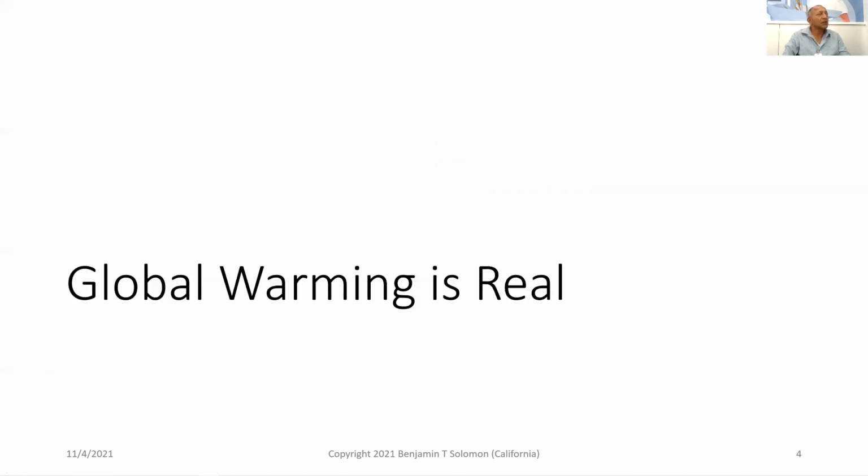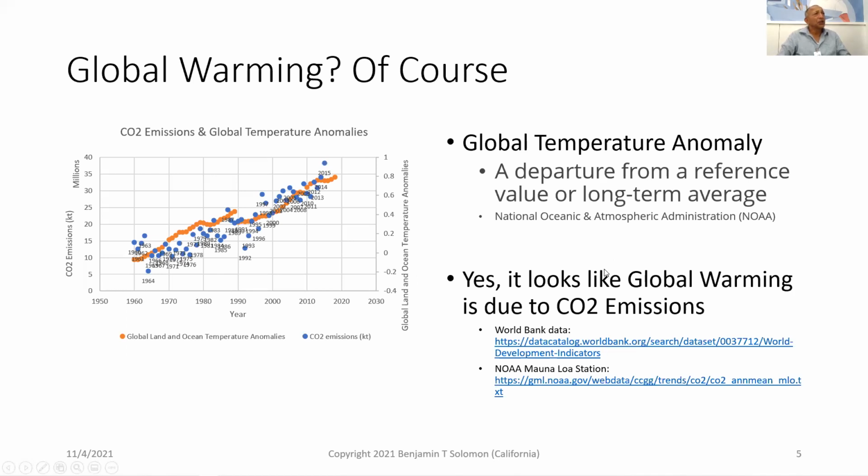Okay, let's go to the next section. Global warming is real. The issue is not whether global warming is real or not. The issue is what's causing it. When you look at global warming, there's one thing you need to know. It's temperature anomaly. It's the departure from a reference value. That means the whole world's temperatures are put together and the average is found, and that is the global temperature mean. And the anomaly refers to the difference between that reference point and some value that's been determined.